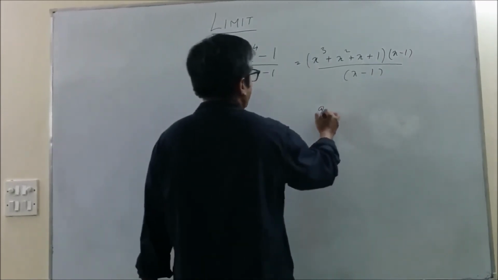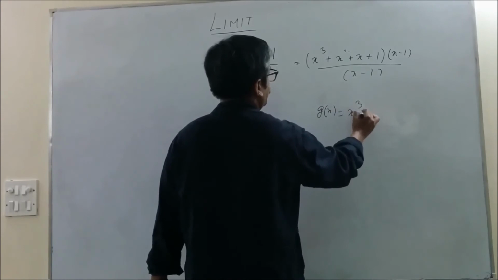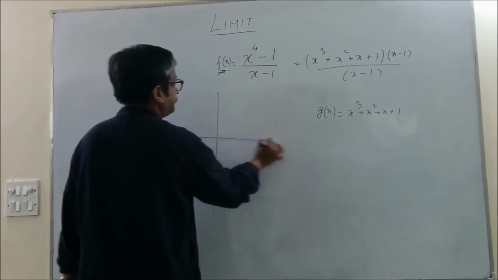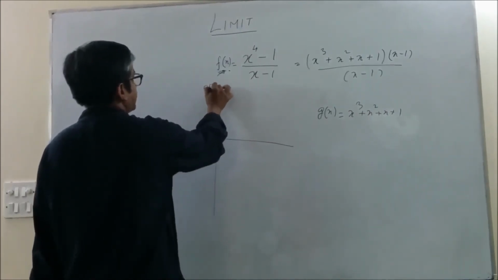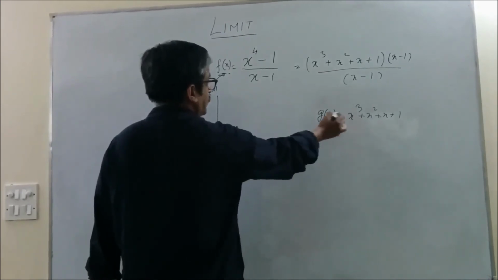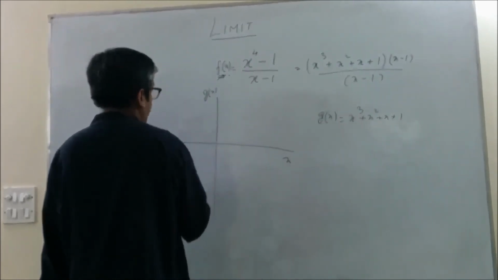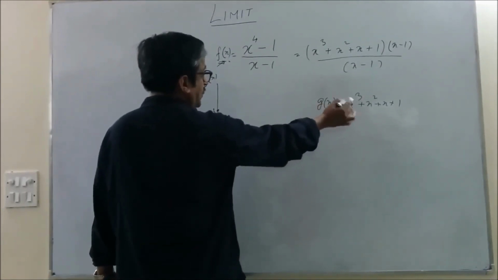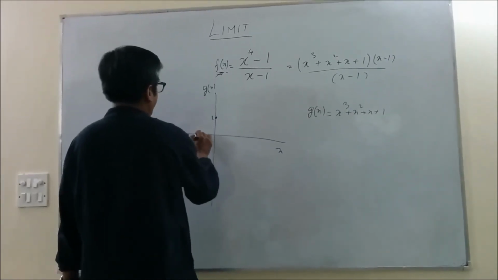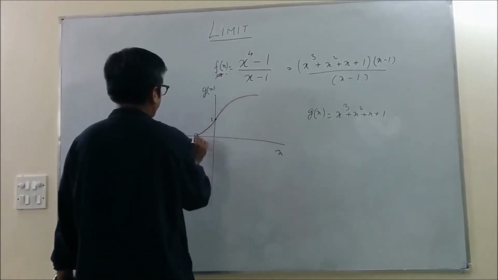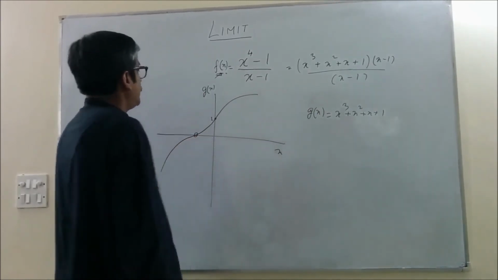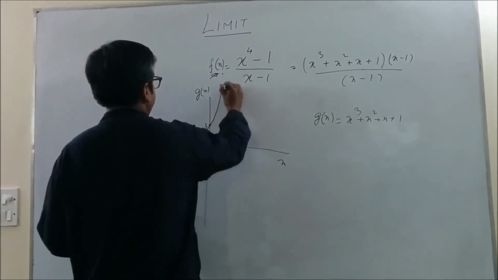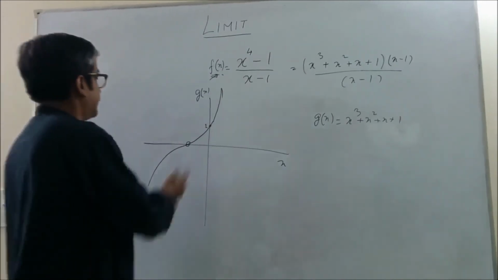This is my fx. If I call my gx to be x cube plus x square plus x plus 1, I plot this function. I'll plot gx versus x. At x equals 0, gx is 1. And for x equals minus 1, gx is 0. So it will be a function something like this. I'm sorry, it will not be like this, it will be like this. It will keep increasing, it will keep falling.